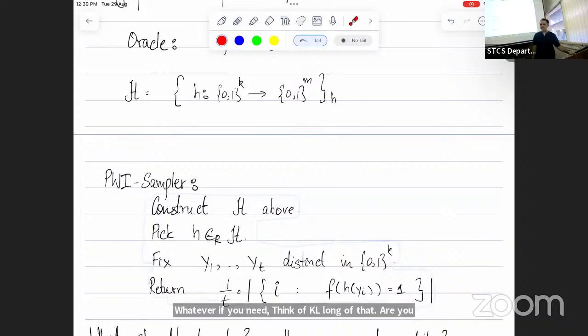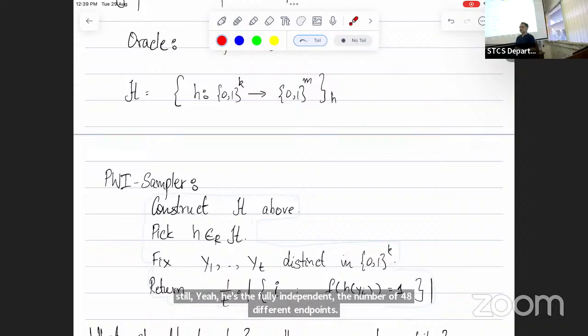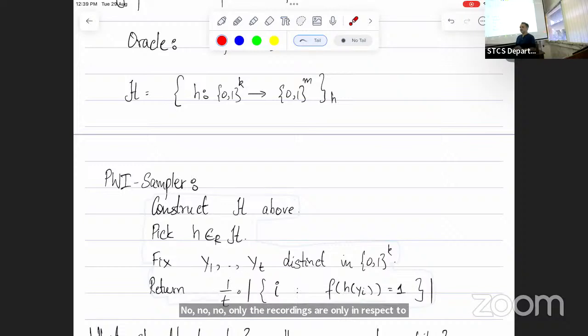Do we use fully independent coins? No. The coins are only with respect to the choice of the function h. You're asking about choosing t independent things, but these are not independent. I'm choosing a function h and then building t correlated samples. It's just that those samples turn out to be pairwise independent.